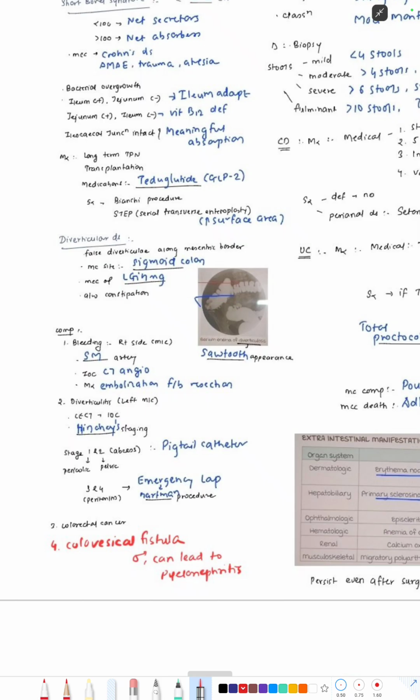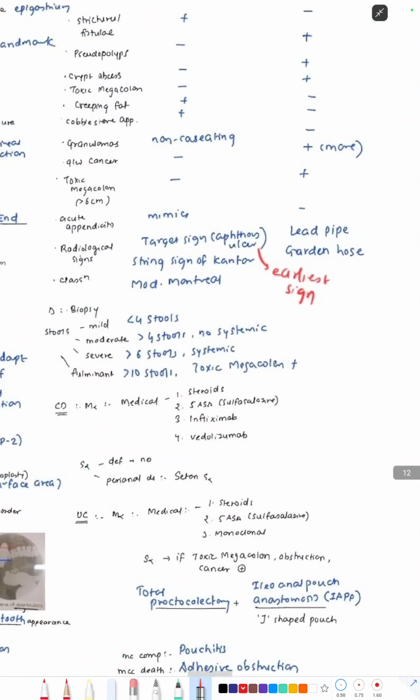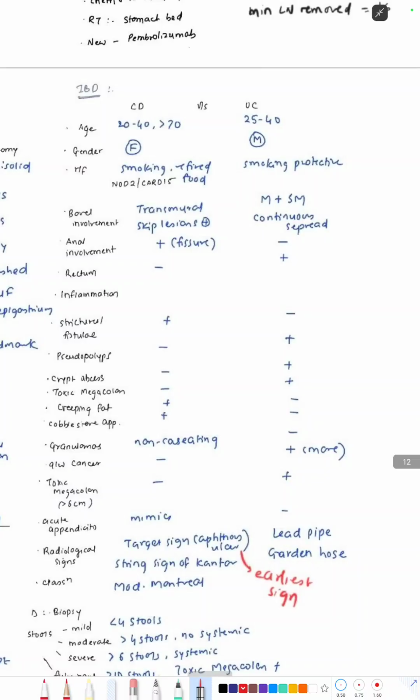Other complications can be colorectal cancer, or the other complication of diverticulosis is going to be colovesical fistula, wherein fecal matter comes to the bladder. It is more common in males and can lead to pyelonephritis. Then the next is going to be inflammatory bowel disease, wherein we discuss the difference between Crohn's disease versus ulcerative colitis.